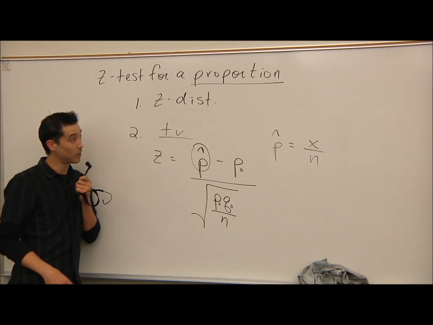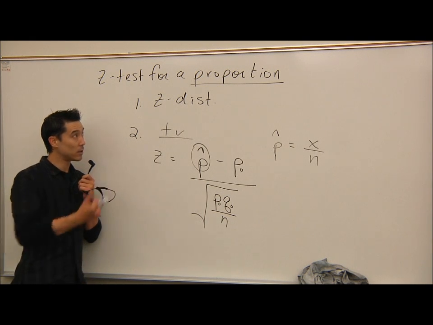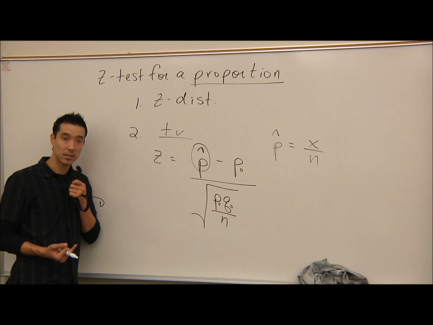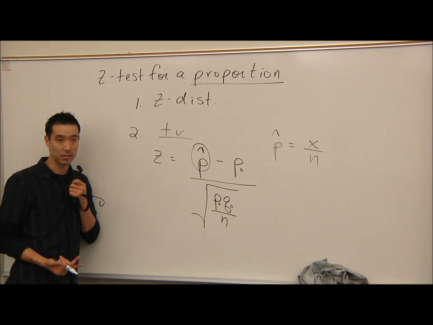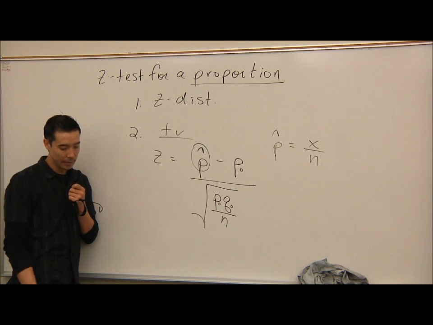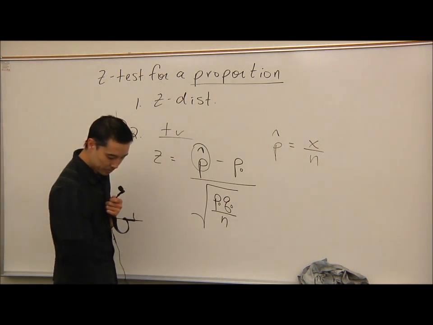So again, we're using the z-distribution, so I could easily ask you to do a traditional hypothesis test or a p-value method test. So I think for today we'll just do one of each and see how it goes. Okay, all right, let's jump into the first example.